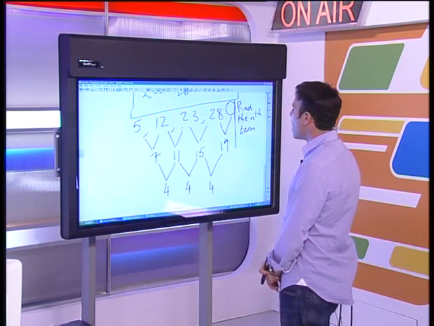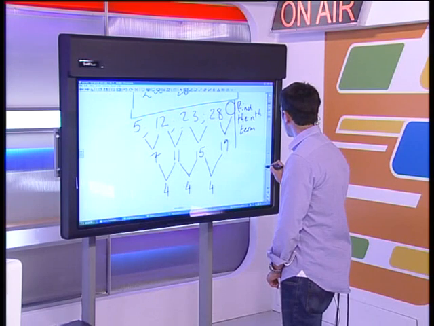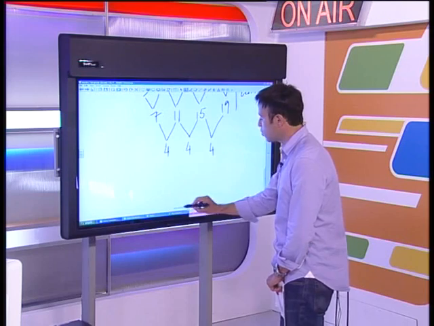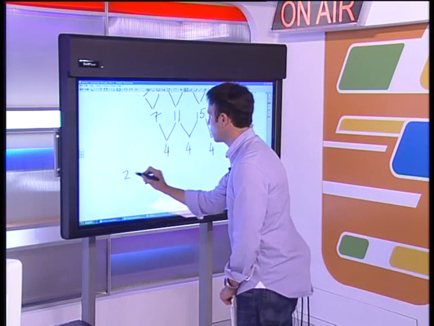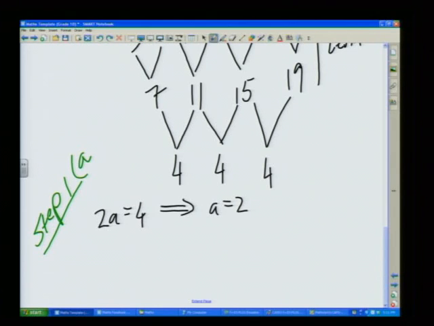The next thing I can now do is use what I've just shown you, and that is this: 2a is equal to the second difference. Since 2a is equal to the second difference, 2a is equal to 4, and therefore a is equal to 2. I'm going to call this step 1, because step 1 is about finding a. So I'm just going to put an a in there. Great, we now have a.